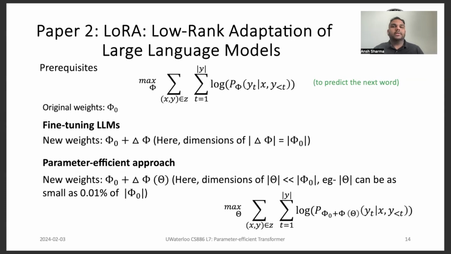In fine-tuning, this equation is altered by replacing phi with new parameter weights phi naught plus delta phi, where the dimensions of delta phi and phi are not the same. In the parameter efficient approach, this is further altered by parameterizing delta phi with theta, which has a much smaller dimension than phi and phi naught. This is approximately 10,000 times smaller than phi naught.